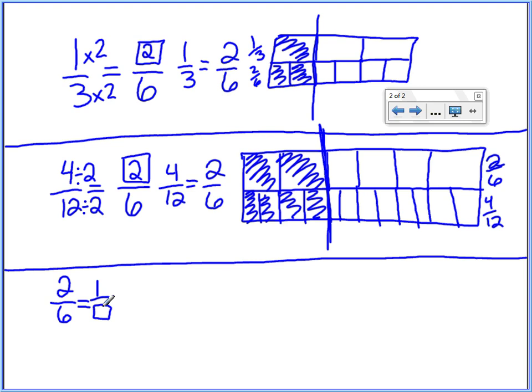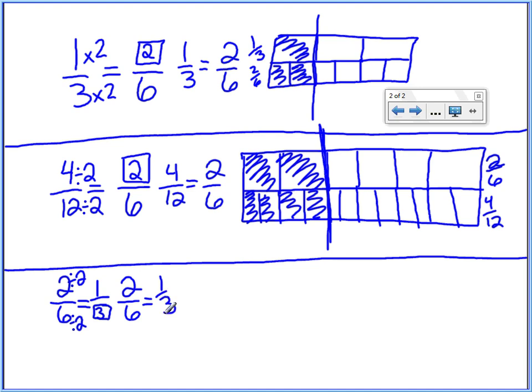Now, when I'm looking at this one, I see that I have both of my numerators, but only one of my denominators. So I'm going to use my numerators to help me. I'm going to ask myself, how did I get from 2 to 1? I'm getting smaller, so I'm dividing. Well, what divided by 2 will give me 1? Well, 2. 2 divided by 2 will give me 1. So if I divided by 2 at the top, I'm going to have to divide by 2 at the bottom. 6 divided by 2 is 3. So 2/6 is equivalent to 1/3.